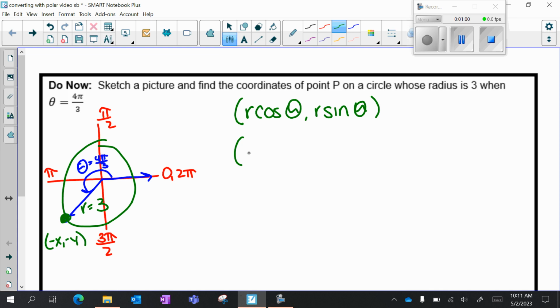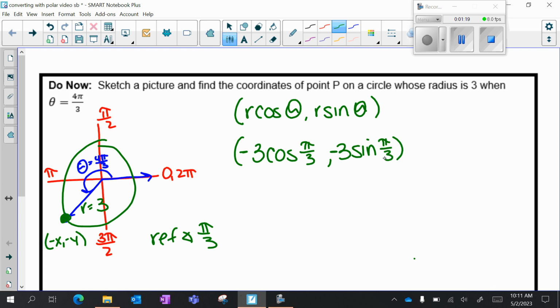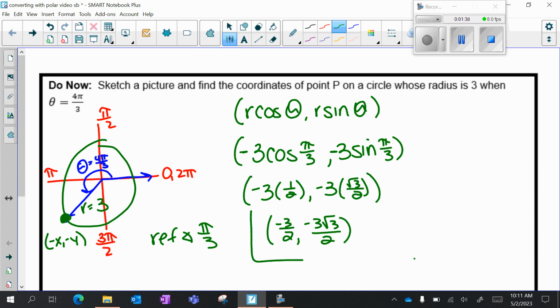In this case, r is 3, cosine, 3 sine. They're both going to be negative because I'm in quadrant 3. And my reference angle is going to be pi over 3. So -3 cosine of pi over 3, -3 sine of pi over 3. Cosine of pi over 3 is 1/2, and sine of pi over 3 is rad 3 over 2. So this becomes -3/2 is my x coordinate, and -3 rad 3 over 2 as my y coordinate.